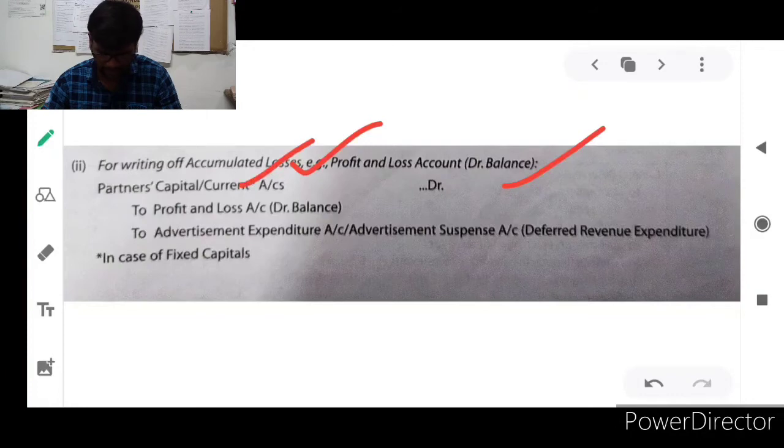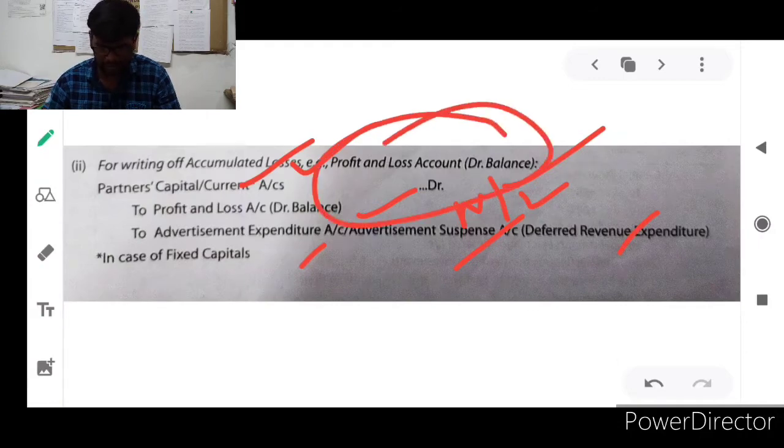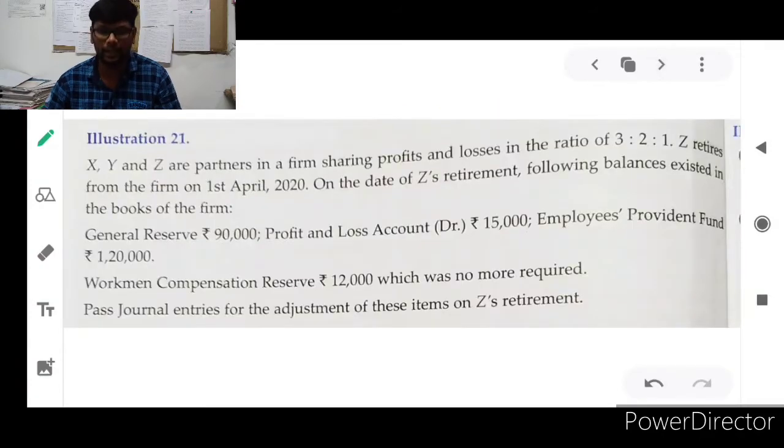So partners' capital account or current account, if it is a fixed capital account, will be debited, and the items will be credited because it is a debit balance of profit and loss account, which is called net loss. So net loss is going to be debited in partners' capital account or current account. Advertisement expenditure, advertisement suspense account, that is called deferred revenue expenditure. So everything is going to be debited in partners' capital account. So it is an unfavorable loss for the firm that they are going to bear during the retirement of a partner.